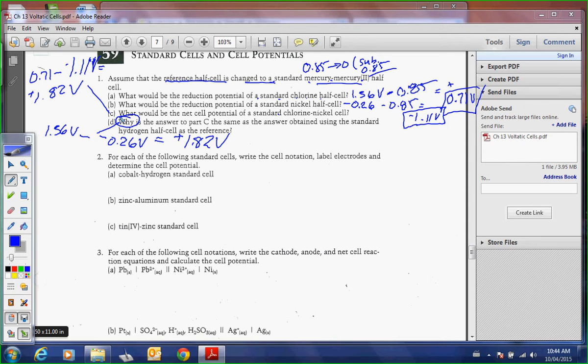So that's 0.51, which is 1.56 minus negative 0.26. Why does it equal 0.5? 1.36 minus 0.85 is 0.51, not 0.71. This one is 0.51. So this is 0.51.